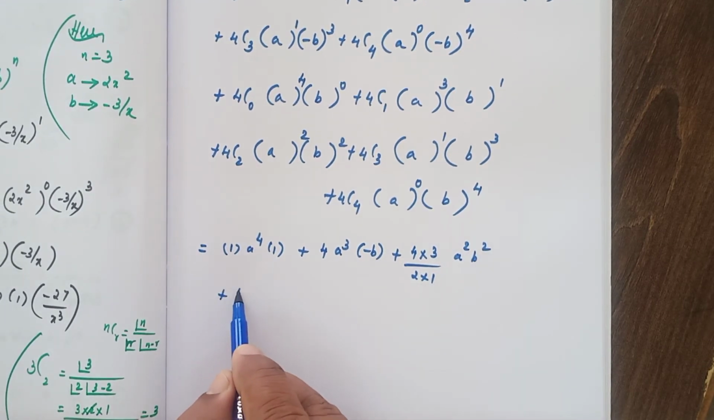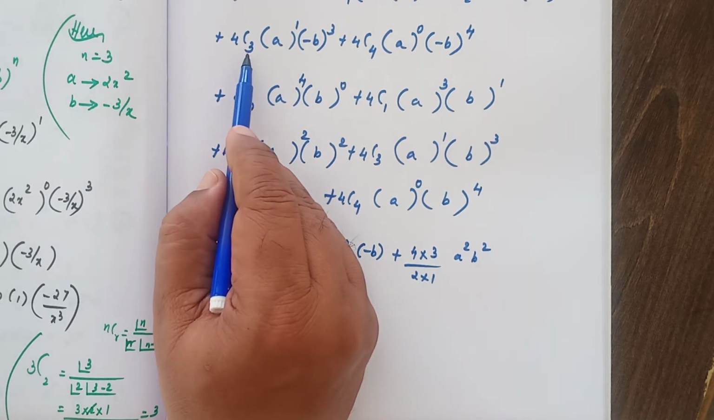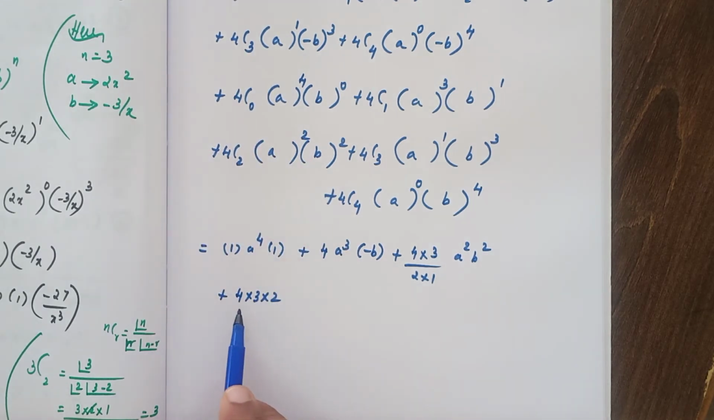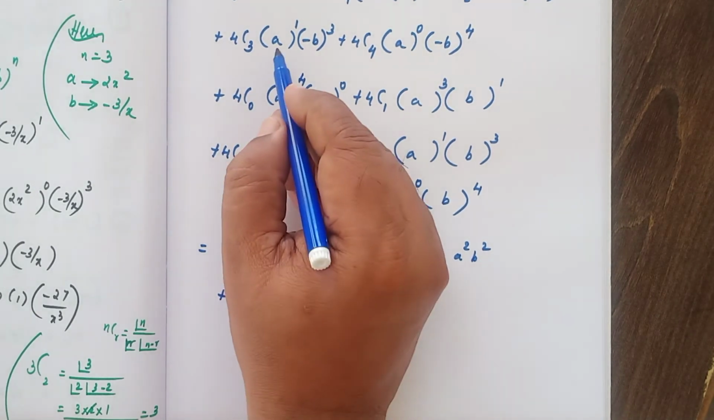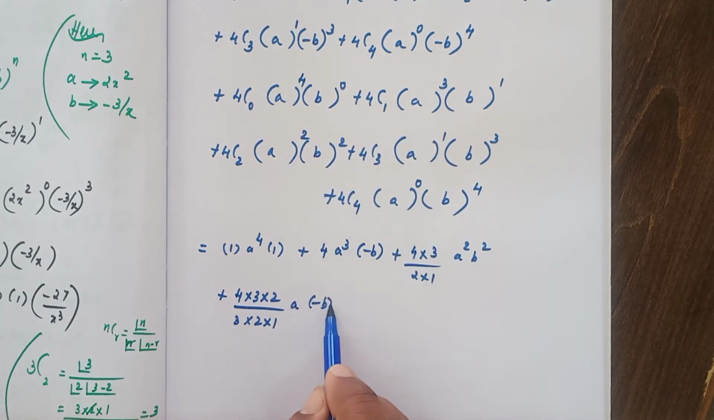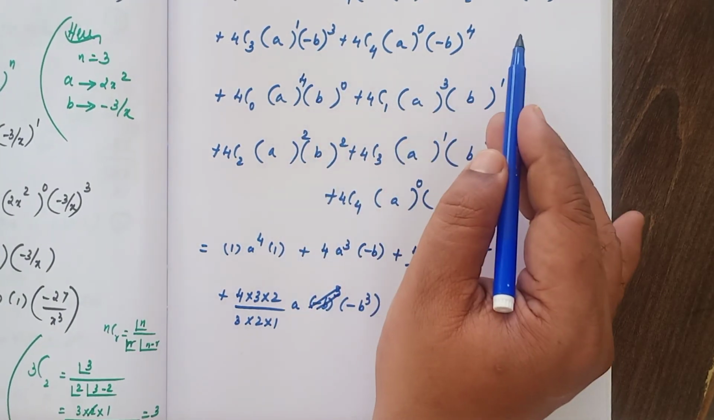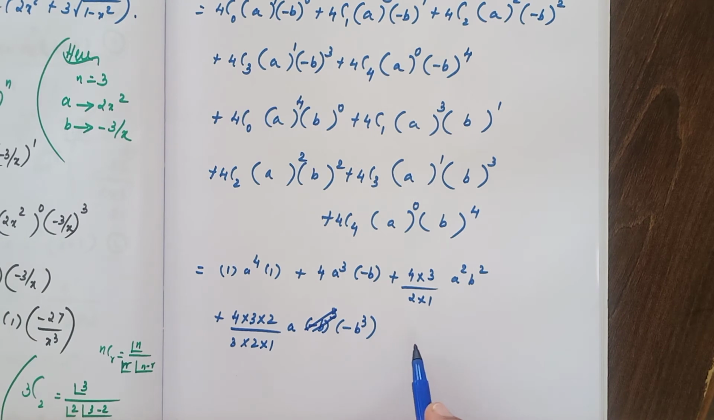4c3 that is equal to 4 into 3 into 2, see? Since we have 3 over here, 3 numbers in the numerator, keep on reducing. Start with the 4. 4 becomes 3, 3 becomes 2. Divided by, since we have 3, 3 factorial, 3 into 2 into 1 in the denominator. a power 1 is a and minus b the whole cube. That is minus b cube, because minus power odd number is minus b cube, right, as it is.